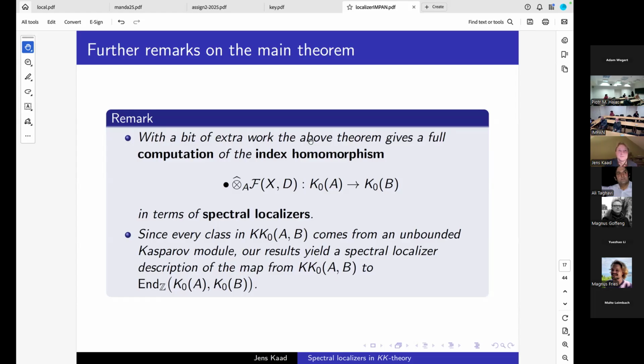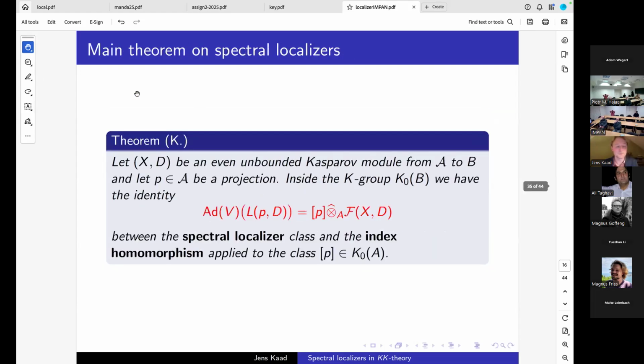I think that, okay, let me say something. So there's this new approach to K-theory using operator systems. And there it's very much motivated by spectral localizers. Because what you get is that, okay, maybe go to the beginning.